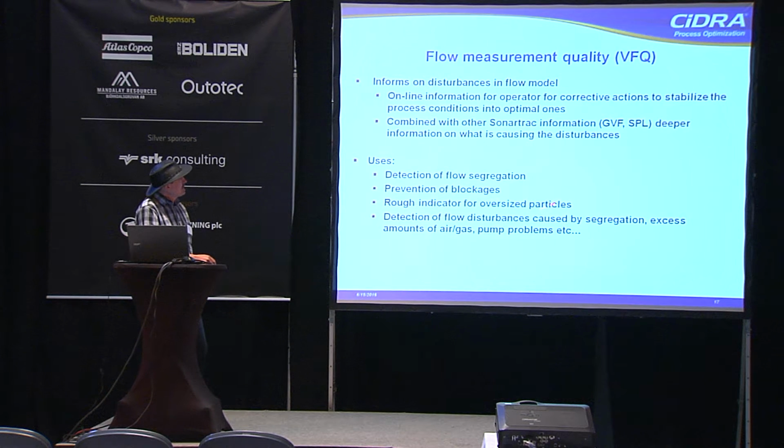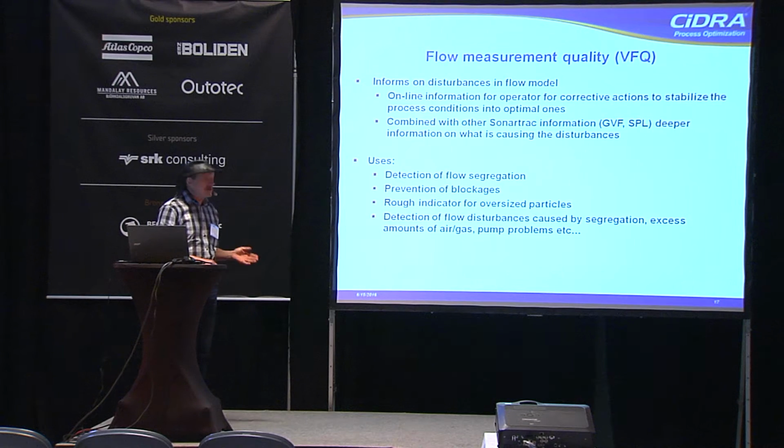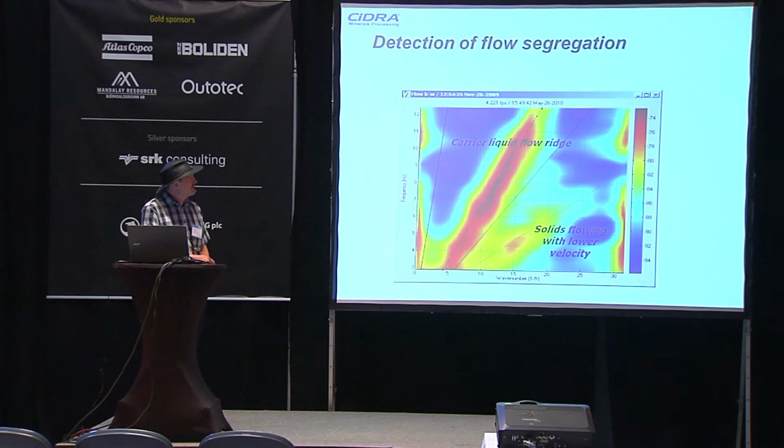Some customers use it as a rough indicator of oversized particles, because segregation is happening when the particles become too big and heavy to be carried forward by the flow. And there can be air or gas, there can be pump problems, and the other information provided by GVF and SPL can then define that. What is the reason behind that?